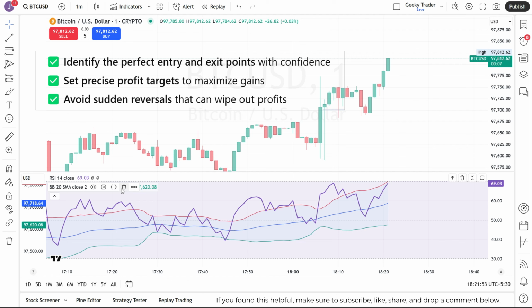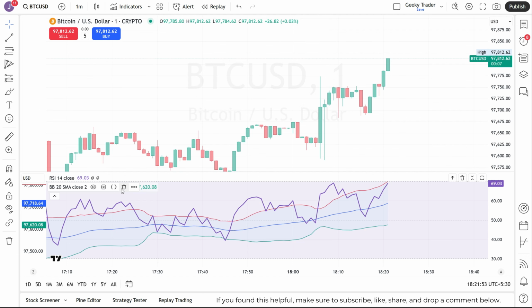With this approach, you'll be able to identify the perfect entry and exit points with confidence, set precise profit targets to maximize gains, and avoid sudden reversals that can wipe out profits. This strategy is designed to keep trading simple and effective, helping you stay calm and focused while making profitable trades. Stick around till the end because I'll be demonstrating this method live, step by step. Let's dive in and take your trading to the next level.